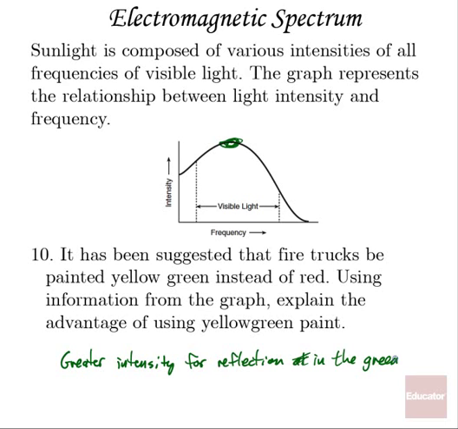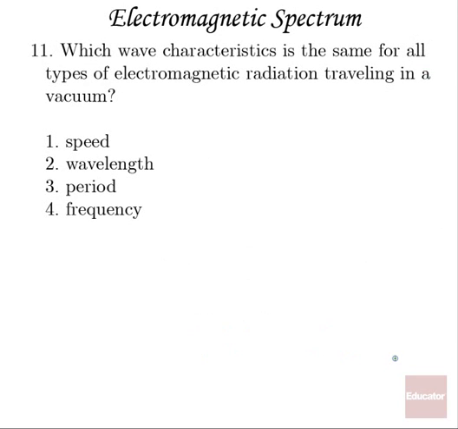All right, two more. Which wave characteristic is the same for all types of electromagnetic radiation traveling in a vacuum? We've seen this before. Hopefully you're picking up a trend that the answer there must be 1, speed.